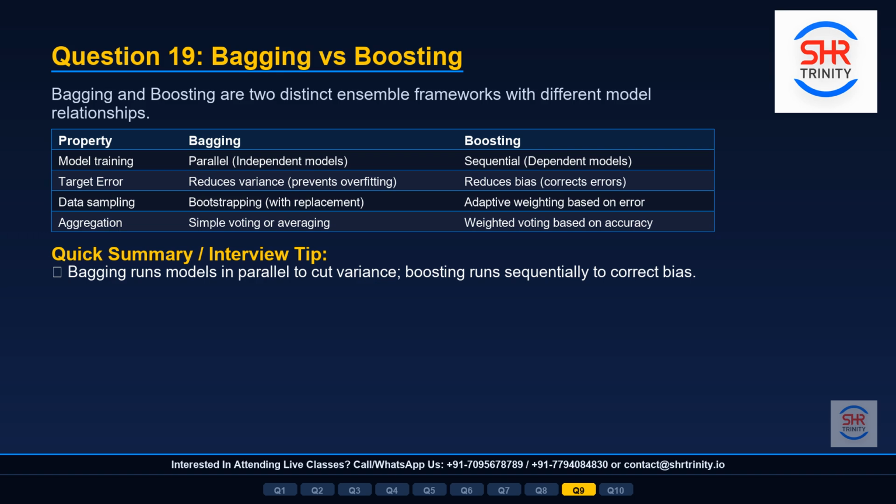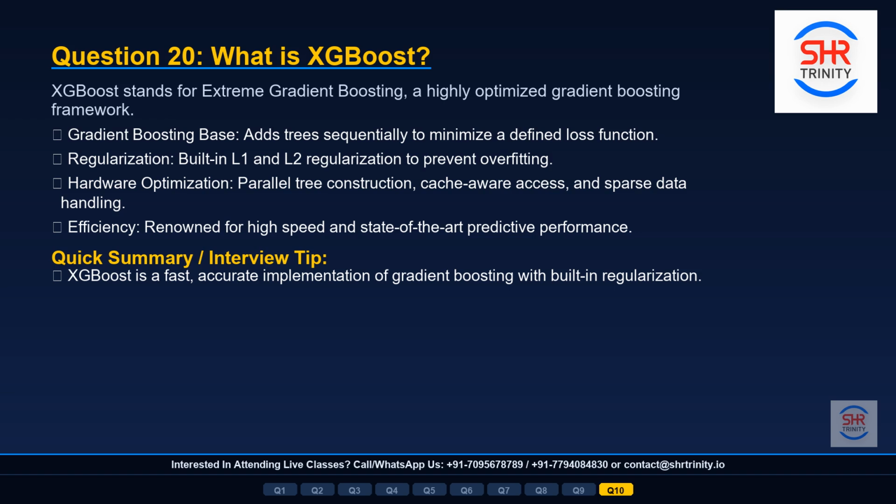XGBoost stands for Extreme Gradient Boosting. It is a highly optimized, state-of-the-art implementation of the gradient boosting framework designed for speed, flexibility, and performance. Like standard gradient boosting, it builds decision trees sequentially to minimize a loss function. However, XGBoost introduces several key innovations.